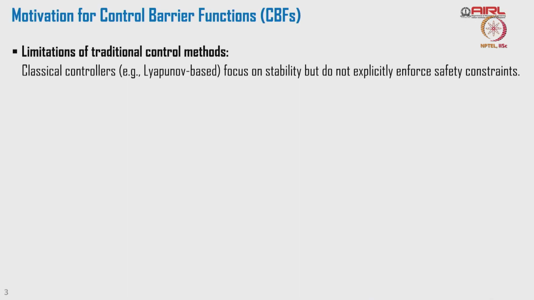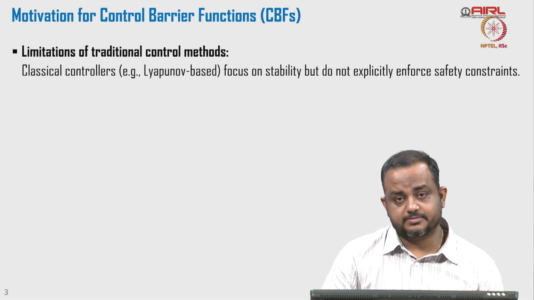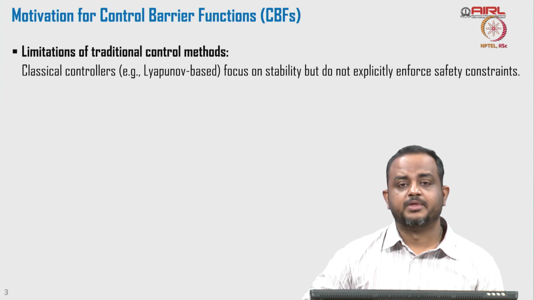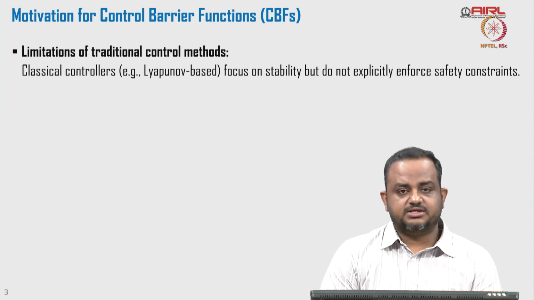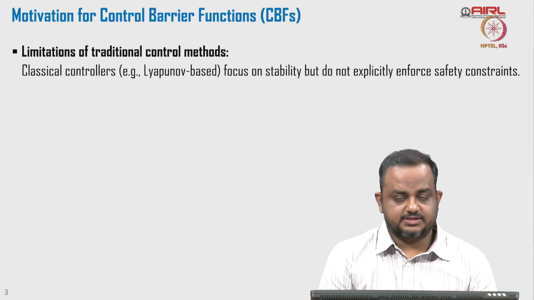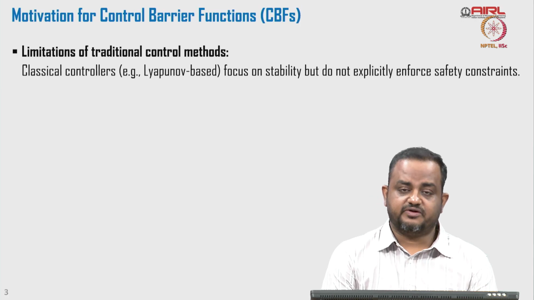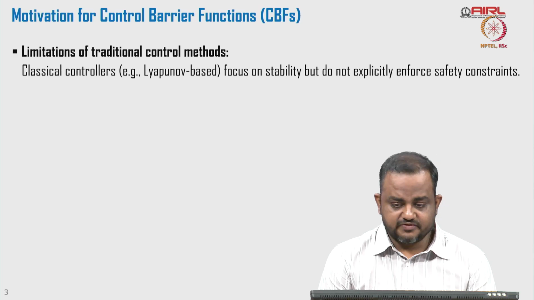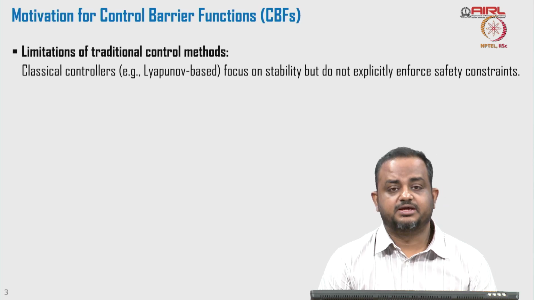So you see that the limitations of traditional control methods are that they focus more on stability and other performance metrics. Like in the last module on drone control, we have seen that there are certain performance metrics like rise time, settling time, maximum overshoot and all. The point here is that those very classical controller methods can take care of different performance metrics and focus on the stability of the system, but they do not explicitly enforce safety constraints.